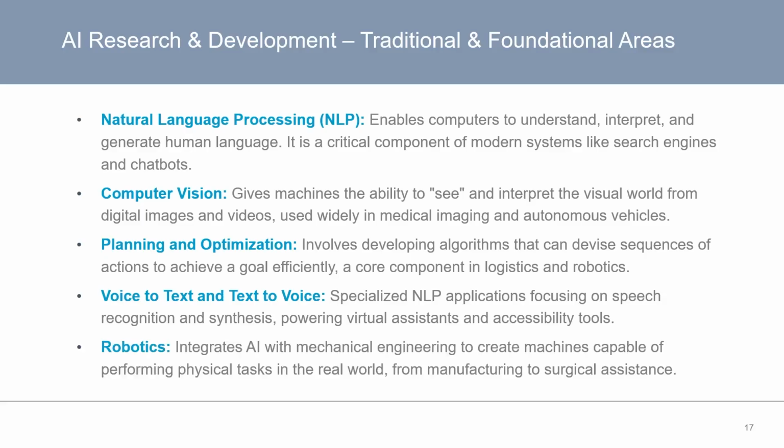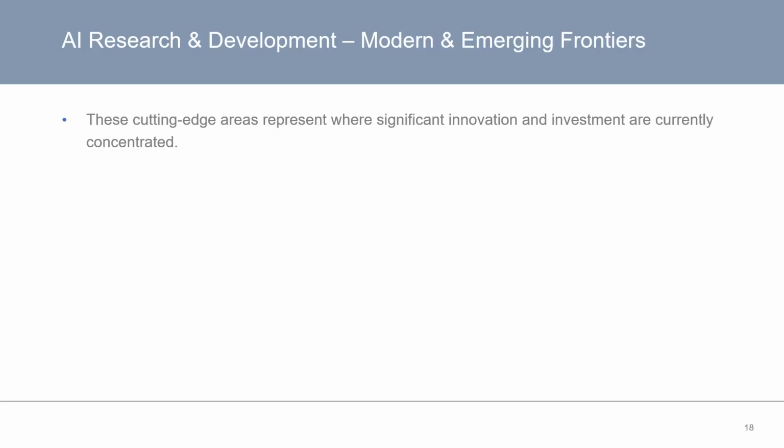And robotics, which integrates AI with mechanical engineering to create machines capable of performing physical tasks in the real world, from manufacturing to surgical assistance. Now we'll discuss some modern and emerging frontiers of artificial intelligence research and development. These cutting-edge areas represent where significant innovation and investment are currently concentrated.